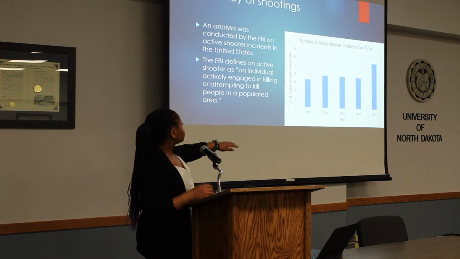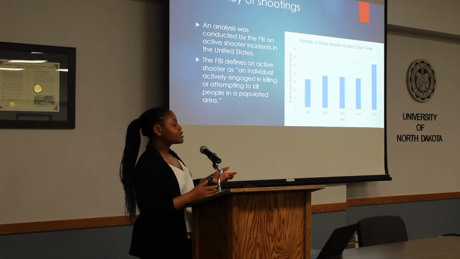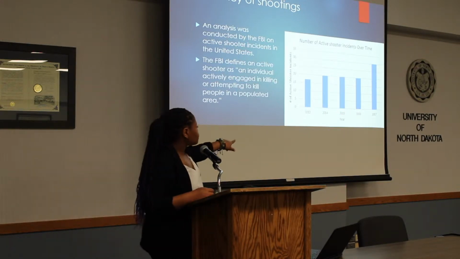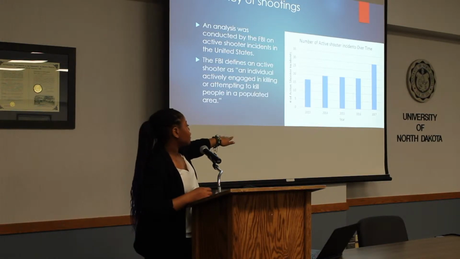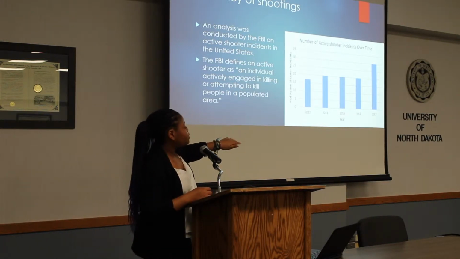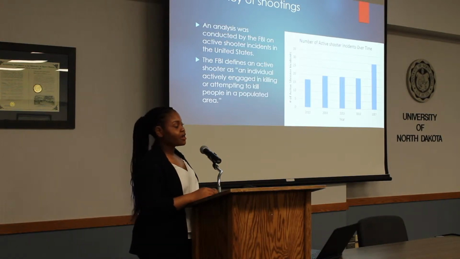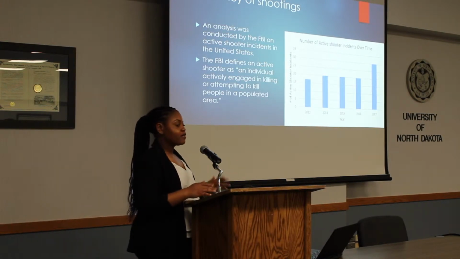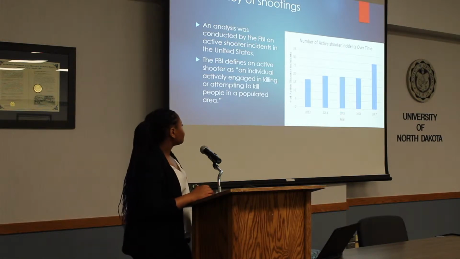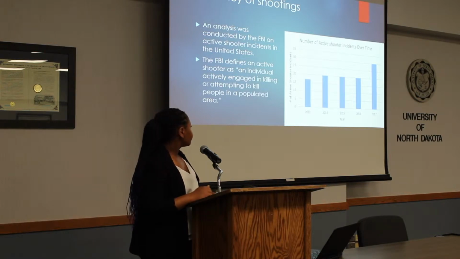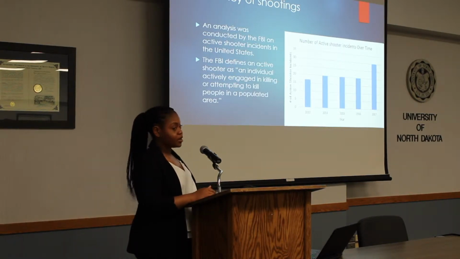And so just like the frequency, an analysis gets conducted by the FBI on active shooter incidents in the United States. So if you look at 2013, you see 17 shootings, and then it's 20 for 2014, 2015, and 2016. But then when we get to 2017, it's at 30. And this is just looking at active shooter incidents. It doesn't look at other tragedies that have happened in the U.S. And the FBI defines an active shooter as an individual actively engaged in killing or attempting to kill people in a populated area.